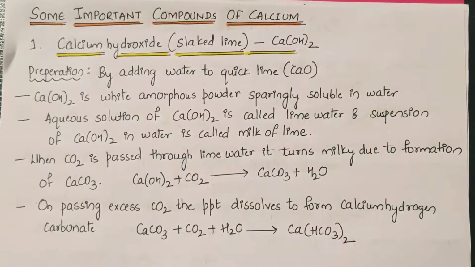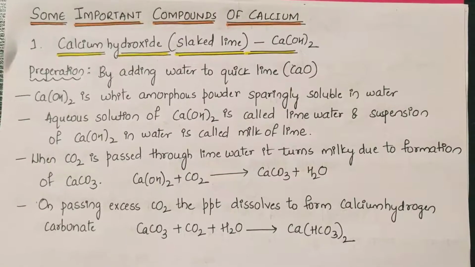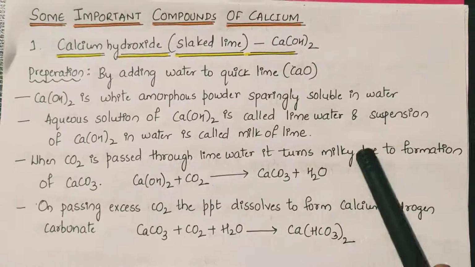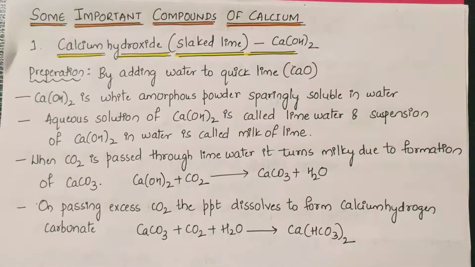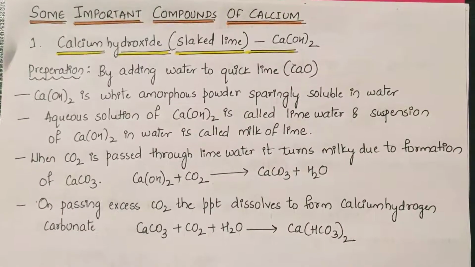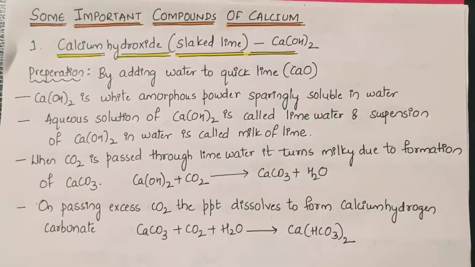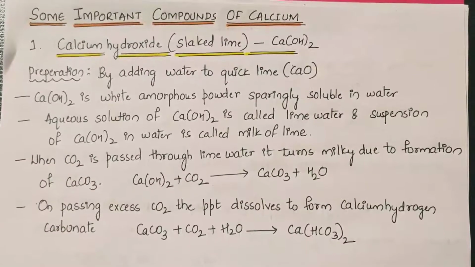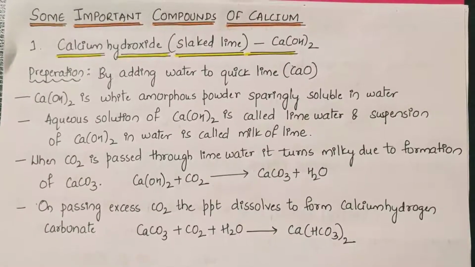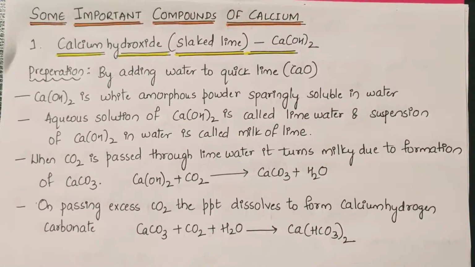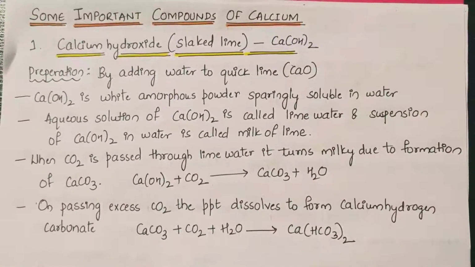Okay, so when you take lime water and you pass carbon dioxide to that, it will turn this lime water milky due to the formation of calcium carbonate. This you have done in your qualitative analysis in your practicals. Okay, lime water test. Whenever carbon dioxide is passed through the lime water, that calcium hydroxide will be converted into calcium carbonate. When it is converted to calcium carbonate, it gives a milky appearance.